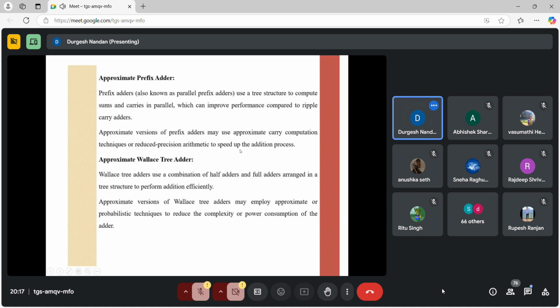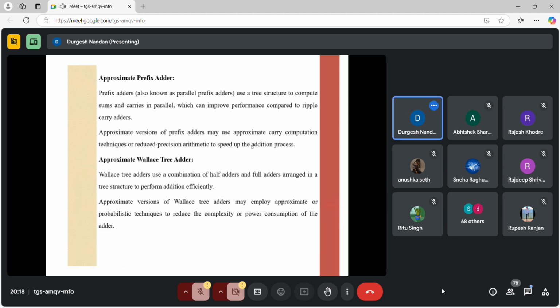Another one is approximate prefix adders. Prefix adders, also known as parallel prefix adders, use a tree structure to compute sum and carries in parallel, which can improve performance compared to carry adders. But an approximate version of the prefix adder may use approximate carry computation techniques or reduced precision arithmetic to speed up the addition process. Another one is the approximate Wallace tree adder.